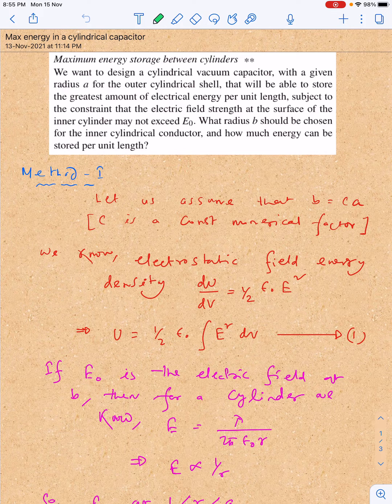So today we are going to discuss a very interesting case, that is maximum energy storage between cylinders. So let us go through the question without wasting much time.